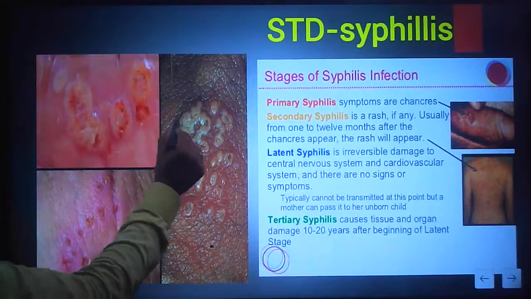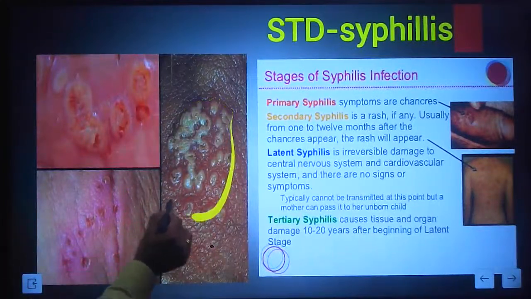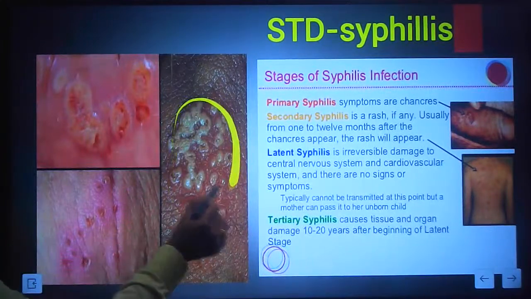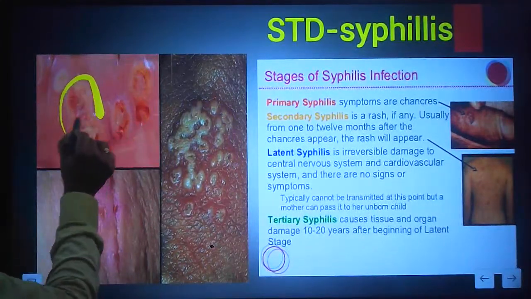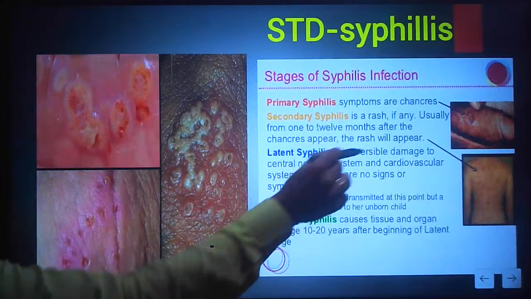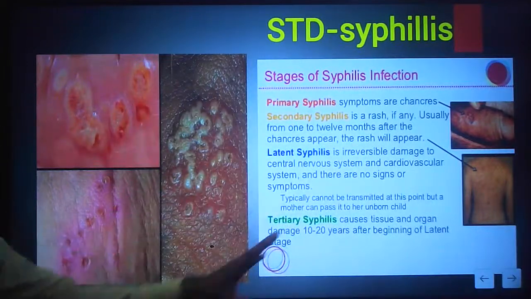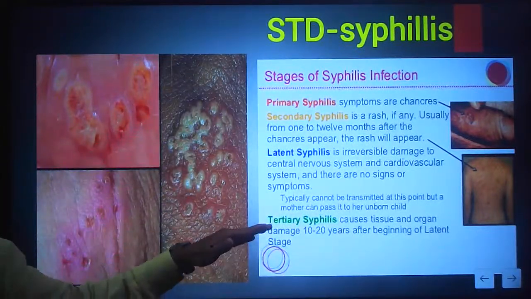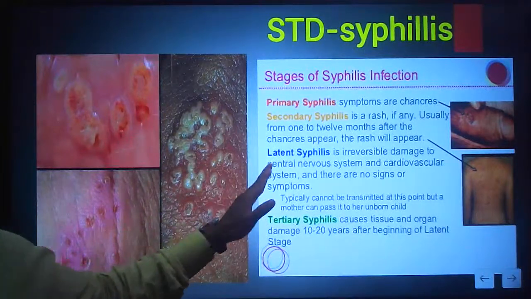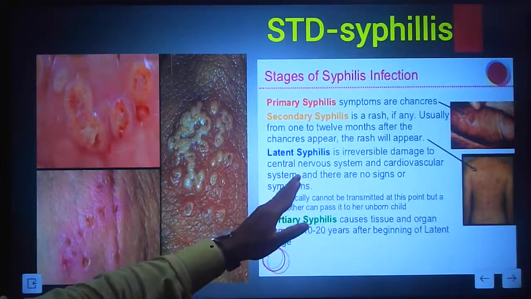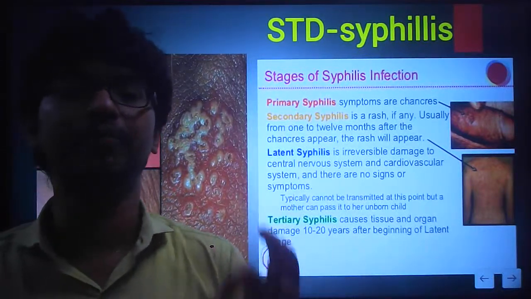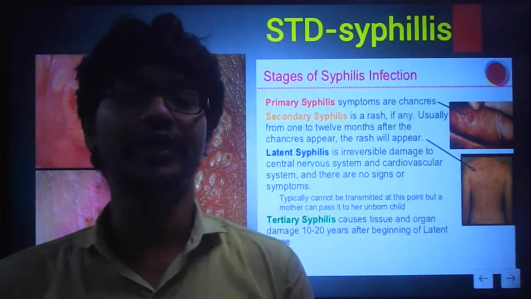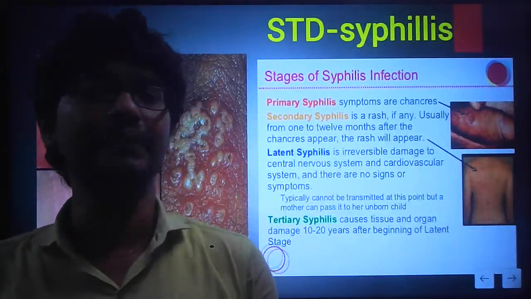Here you could see the chancres. Chancres appear like this. You can see the chancres under the testicular region, the private parts, and on the back side you could see the rashes like this. These are the three stages, which they have divided. In some cases latent syphilis occurs.